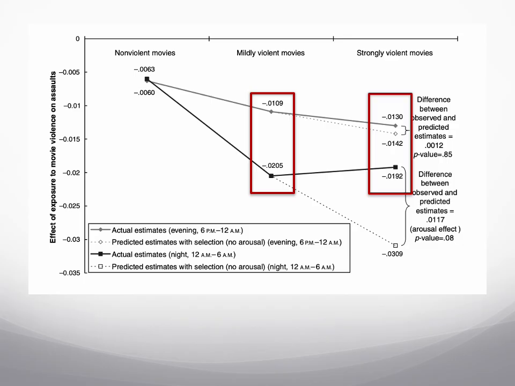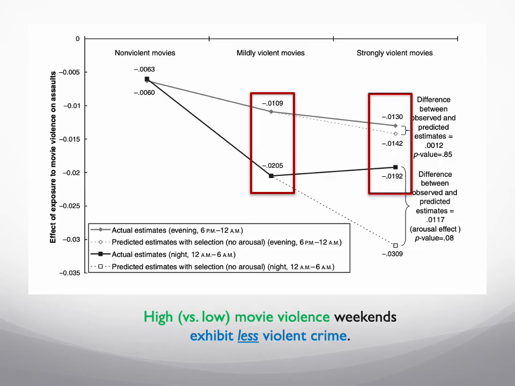And so they're arguing that violent crime is often happening in these nighttime hours, and that we might see the effect of watching these movies trend in different ways over different points in the evening on these weekends. The important point here is that when we look at these trend lines, what we're seeing is consistent with what the authors were arguing for displacement: on those highly violent movie weekends, there was less violent crime relative to those non-violent movie weekends.